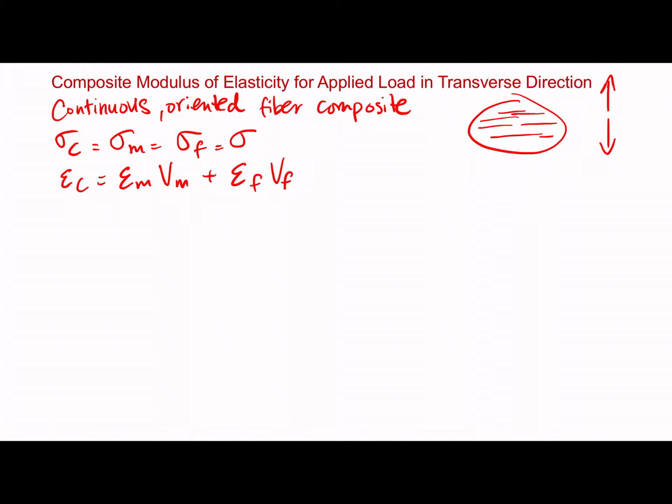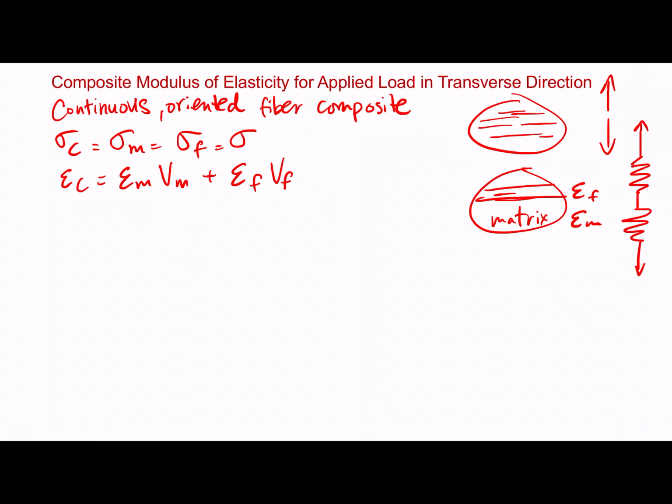And so if we consider, let's say we take it as, here are the aligned fibers. If we take the strain of the fiber and here is the matrix, there will also be strain in the matrix, and we can consider the case in which the stiffness can be considered as springs in a series. And so here, if these are springs, so this is for the fiber, and this is for the matrix.